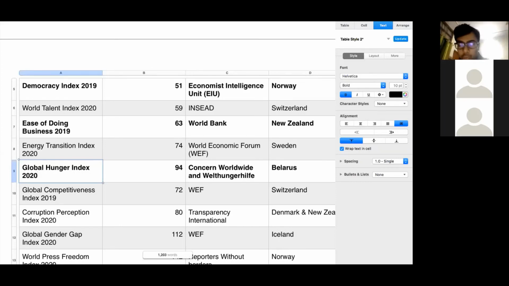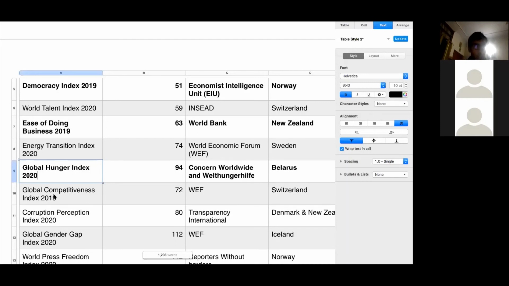Belarus is one of the former, you can say, countries that was very close to the Soviet Union, and which was the former country from which Russia and many other countries came out. So Belarus is also in Eastern Europe, and it is ranked number 1 in this.